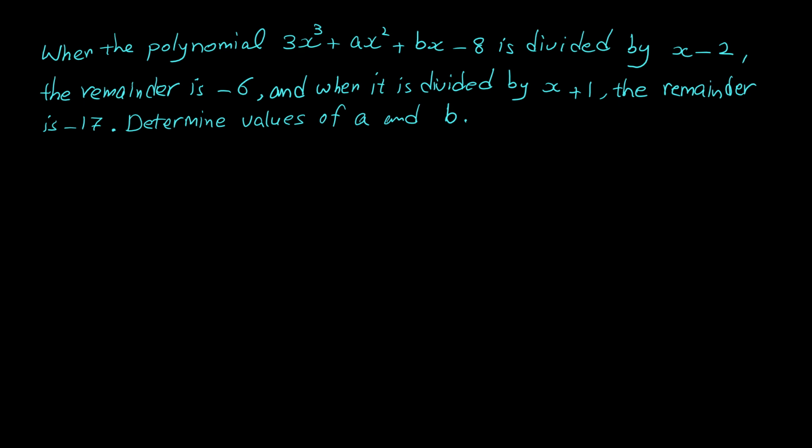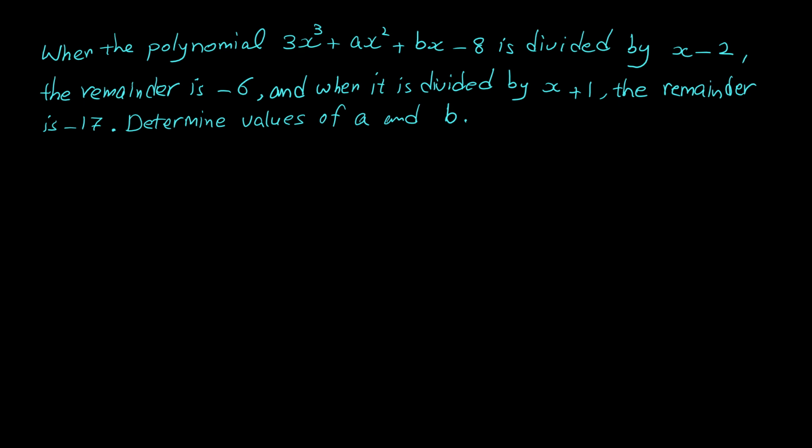So this question is a little harder because basically we have two unknowns. But attention, we also have two pieces of information. When it is divided by x minus 2, the remainder is negative 6. And when it is divided by x plus 1, the remainder is negative 17. Let us start solving the question.